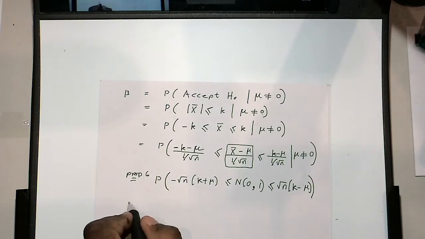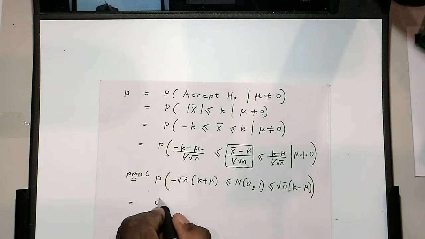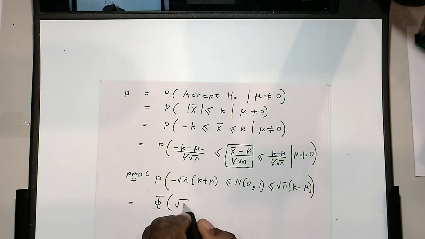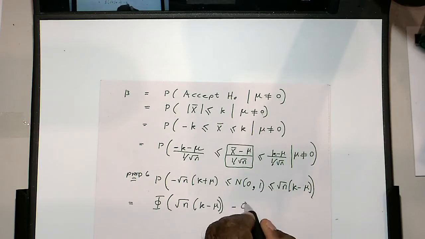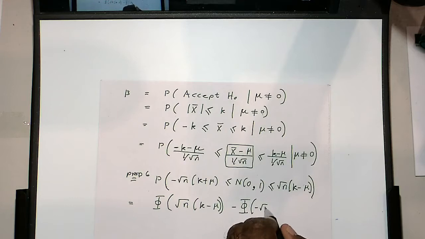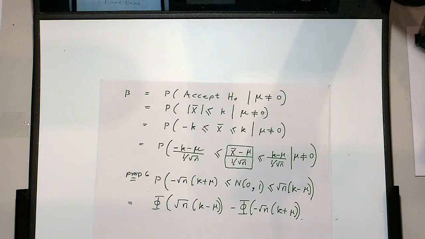Okay, so you can write this as phi at root n times k minus mu, take away phi at minus root n times k plus mu. So this is the expression for the type 2 error probability. Is that okay with you guys, all of you, or not? Yeah? Yes? No?